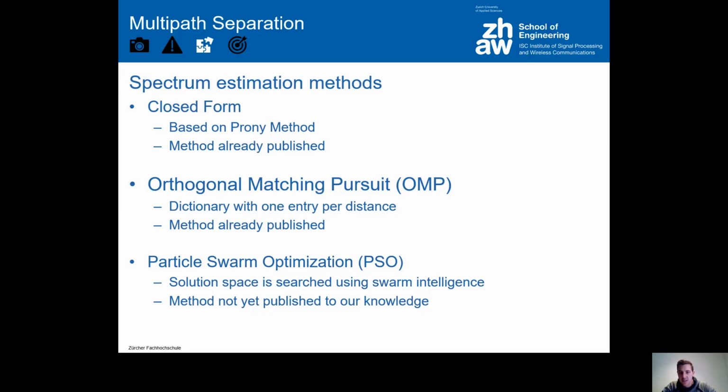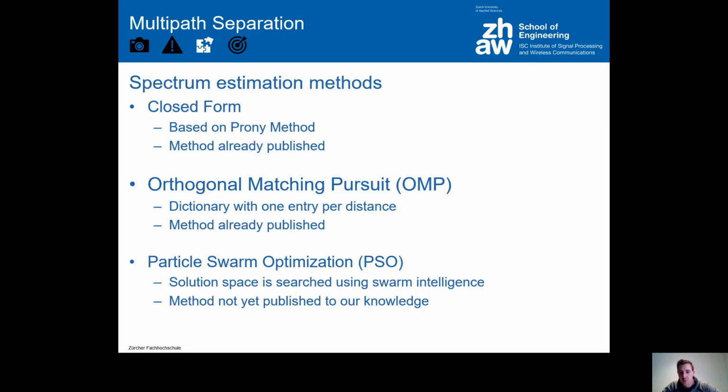A second method is based on the Orthogonal Matching Pursuit algorithm, which approximates the measurement signal in an iterative process with a linear combination of individual entries of a dictionary. This method is also described in literature.